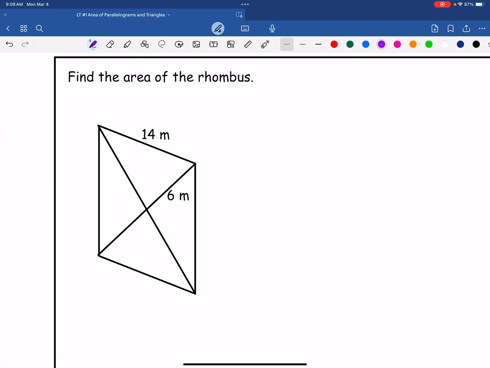Okay, pause the movie. Try this on your own. Press play when you are finished. Right, it's a rhombus. So we know that this is a right angle. We know that this is also 6. We've got to solve for x.